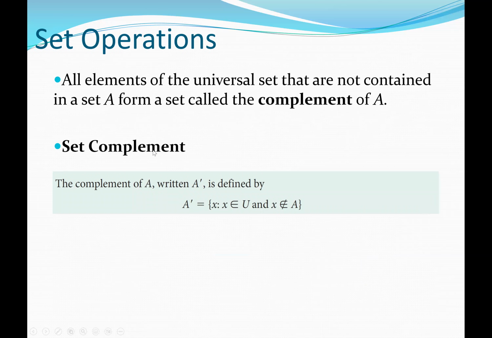Next is the set complement. A set complement means all the elements in the universal set that are not in that set. So for example, if we say that here we have A complement, A complement means all the elements in the universal set, but they are not in A.